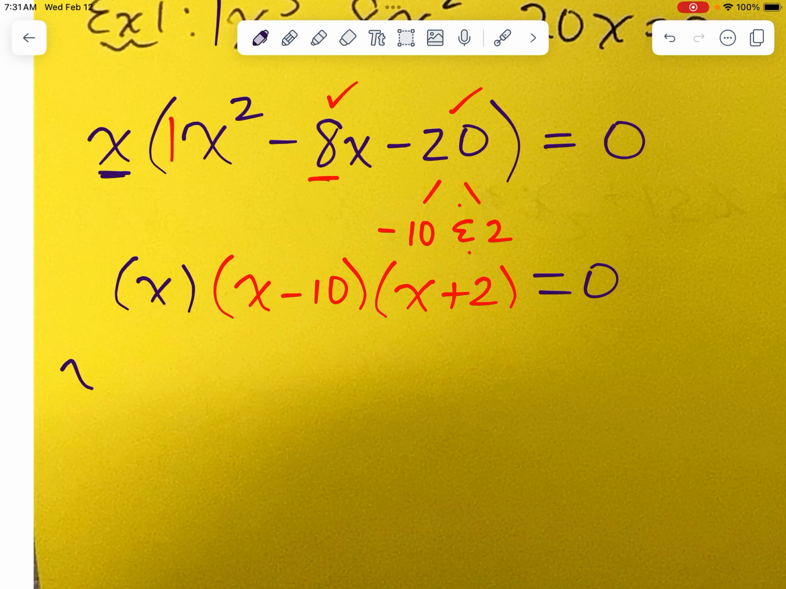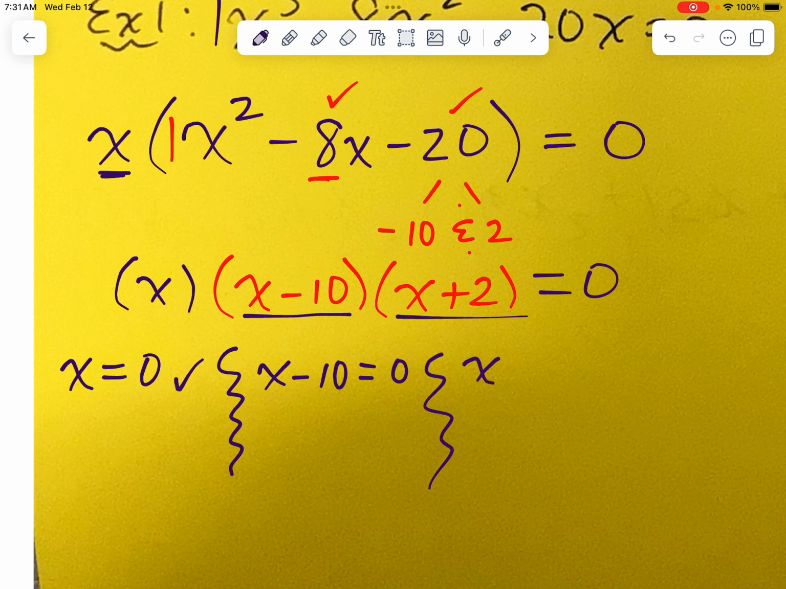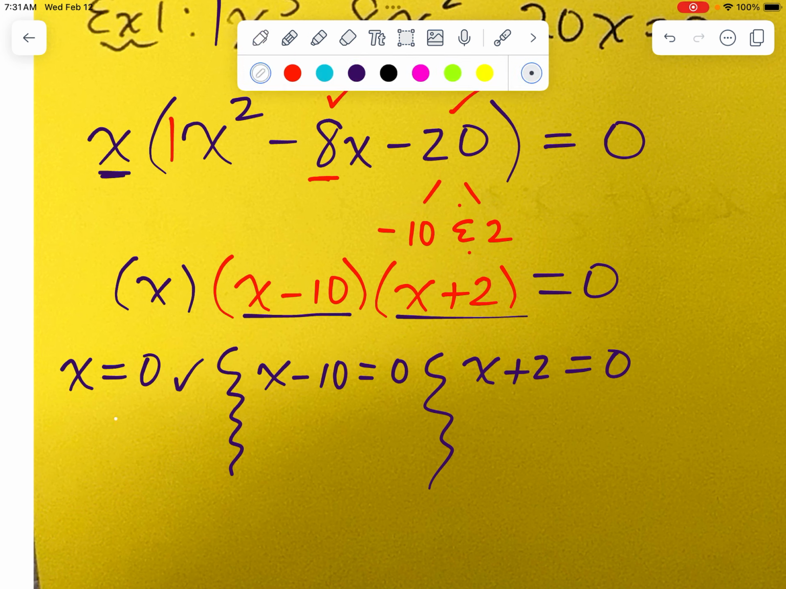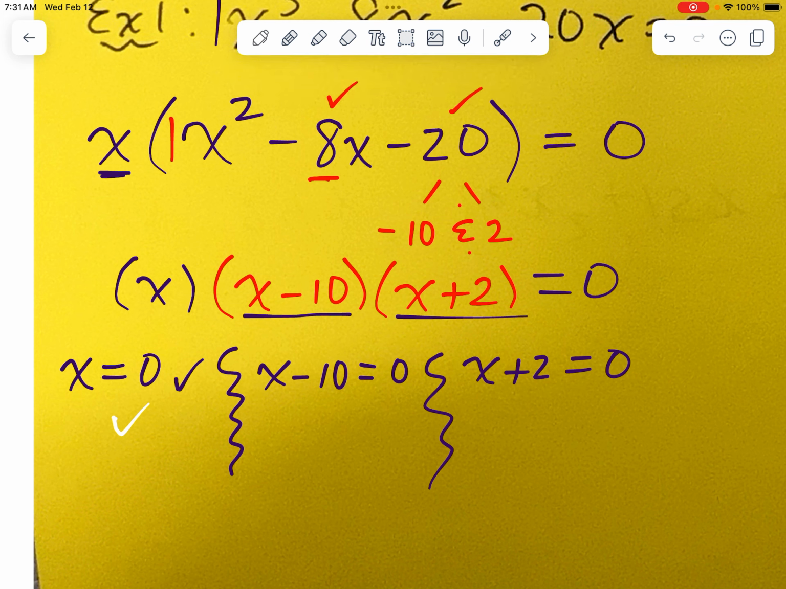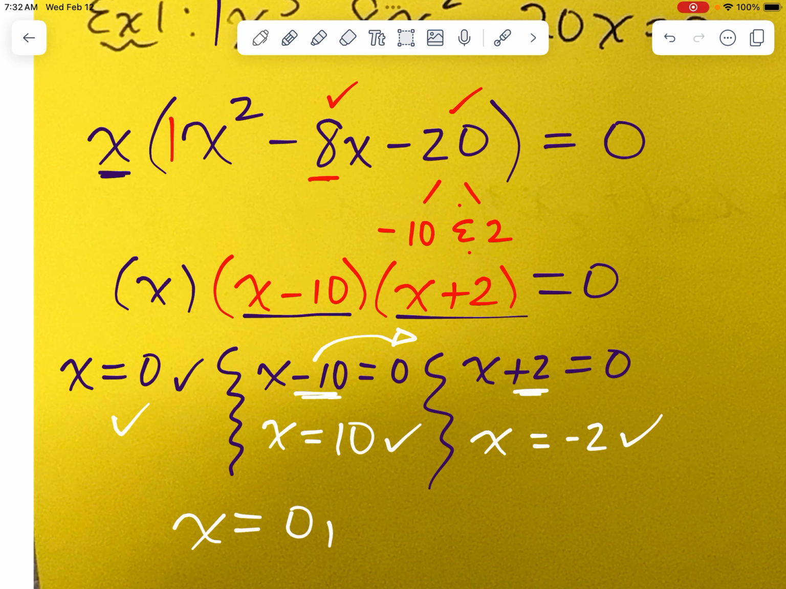So we're going to say x equals 0, check. All right, well, we already have an answer there. Then we're going to take this guy here and we say x minus 10 equals 0. And then we say x plus 2 equals 0. We already have one answer right here. We know that one of the answers is equal to 0. And this one here is just 10 because you're doing opposites. So the opposite of minus 10 would be plus 10. The opposite of plus 2 would be negative 2. And so these would be my three answers. So I would say x equals 0, negative 2, and 10.